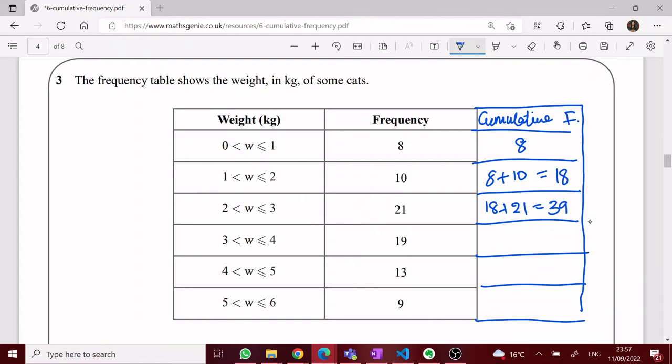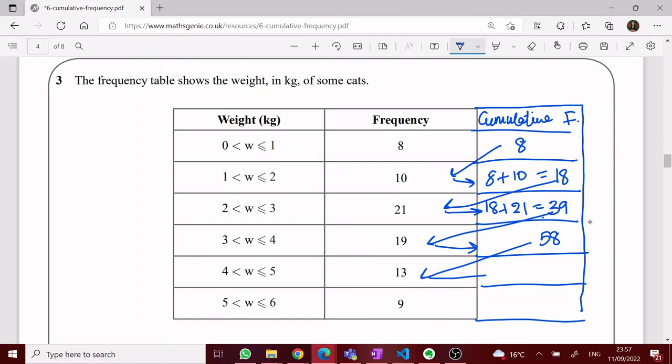So you kind of get the idea, right? Cumulative frequency is, as you go along, you add along. So when you start with 8 and you move on to the next one, you add the frequency together, find the next one. Then add the frequency together, find the next one. In the same way, you add the frequency together, find the next one. So in this case, it would be 39 plus 19, which is 58. So we have 58 here.